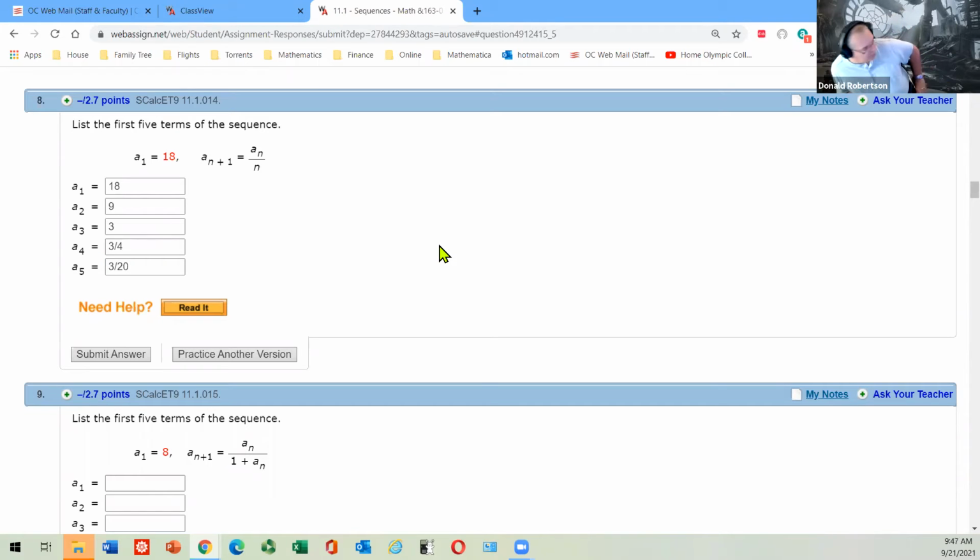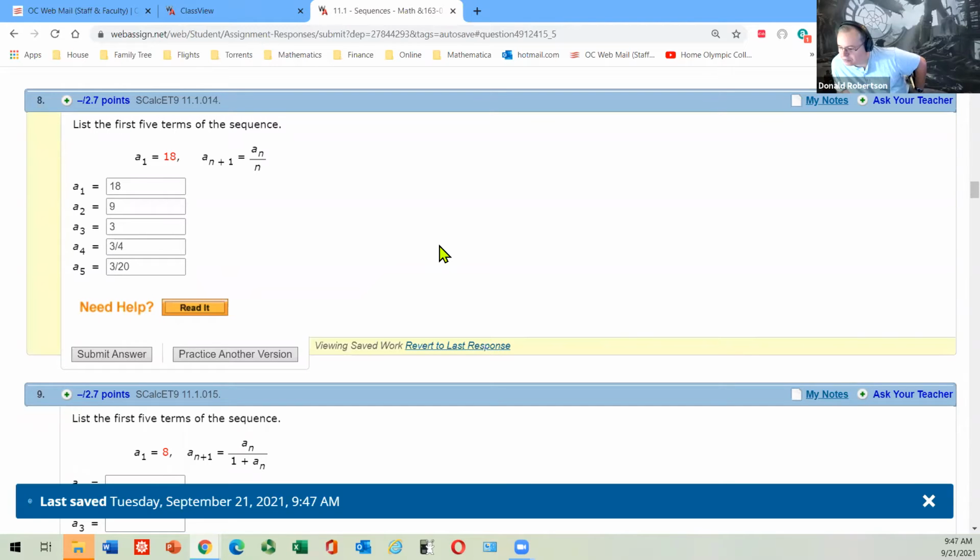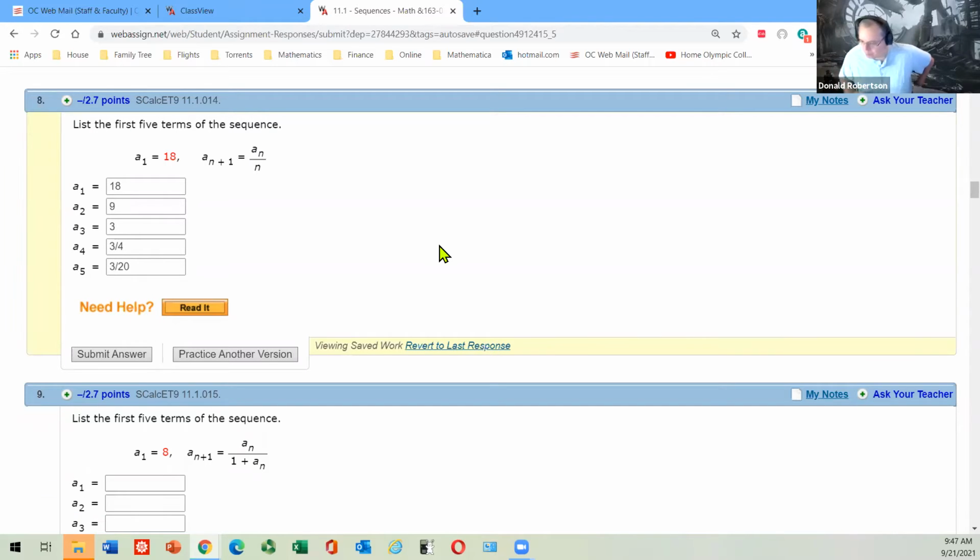Again, not using algebra, but just using common sense. What would be the limit of that sequence? 0. Yeah, would you agree it's just getting smaller and smaller and smaller? Right. And so that would probably indicate 0.